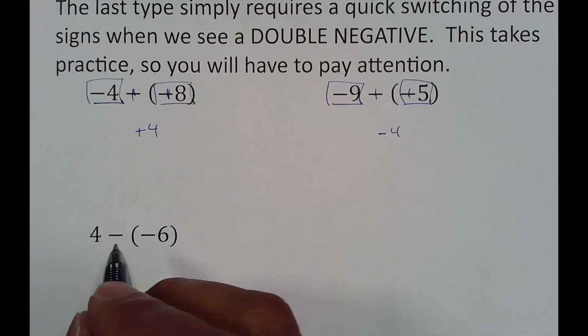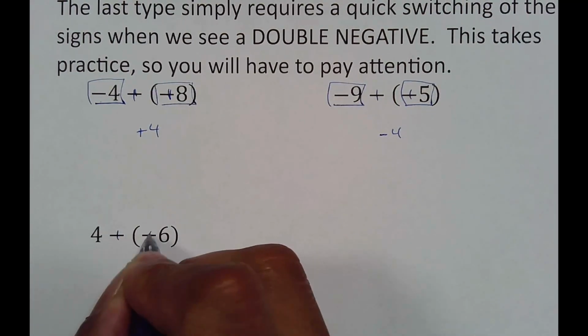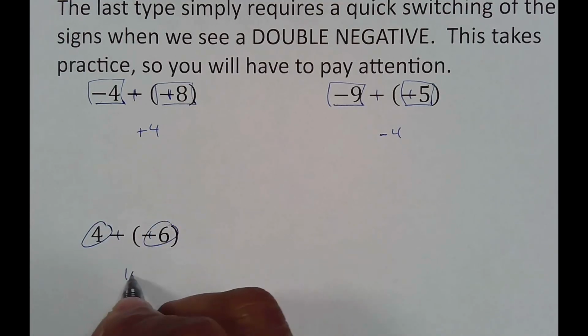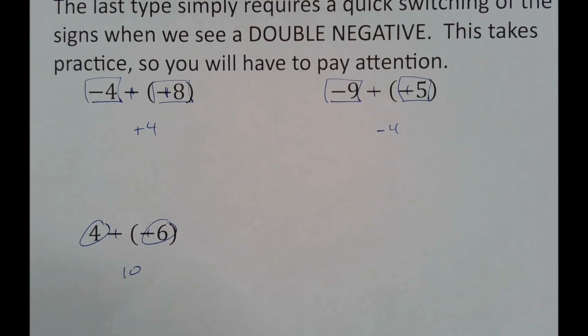In the last type, which is actually pretty easy, double negative here, you switch them over. You have a positive 4 and a positive 6. That's just 10 because it's 4 plus 6.